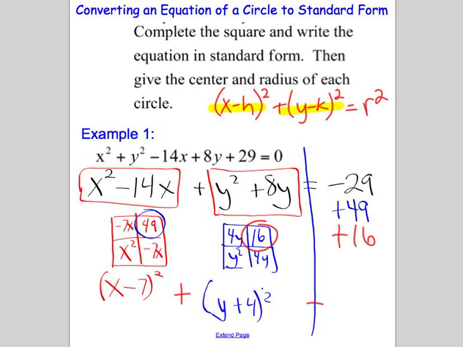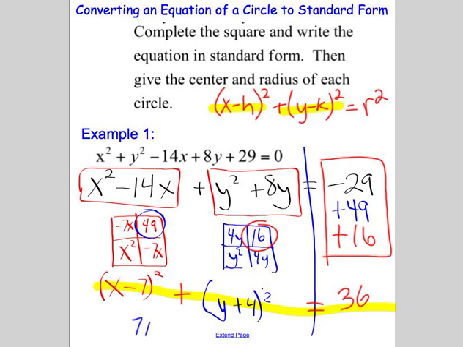So now my circle is almost complete. I'm just going to simplify the right side here. I'm going to do that addition and see I get 36. So now I have my circle written in standard form. It's (x minus 7) squared plus (y plus 4) squared equals 36. So I can see my center of 7 comma negative 4, and I can see my radius of 6, which is the whole goal here.